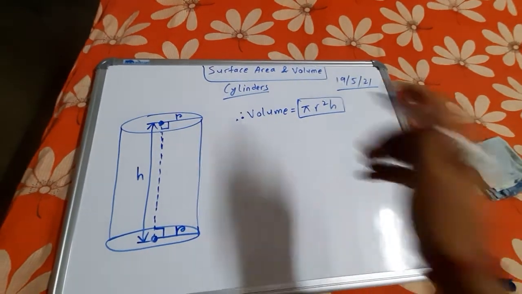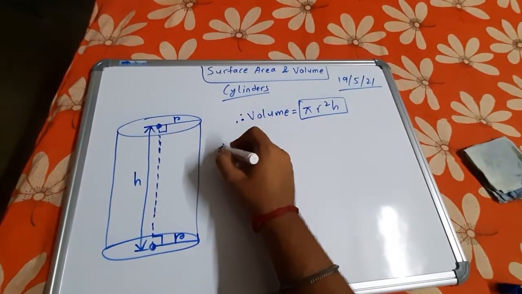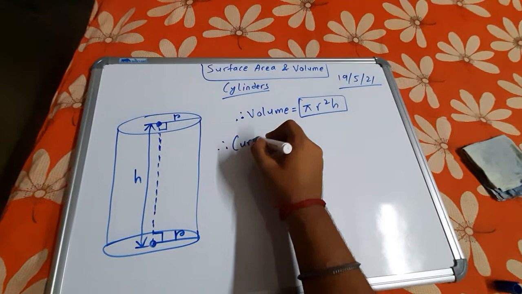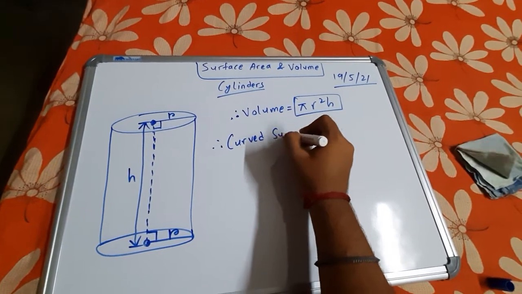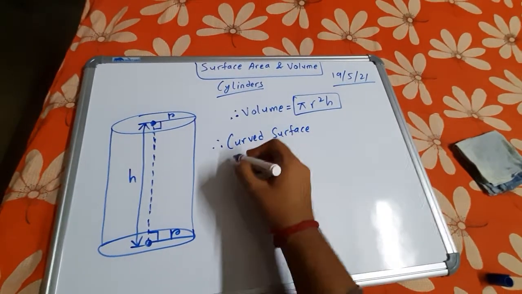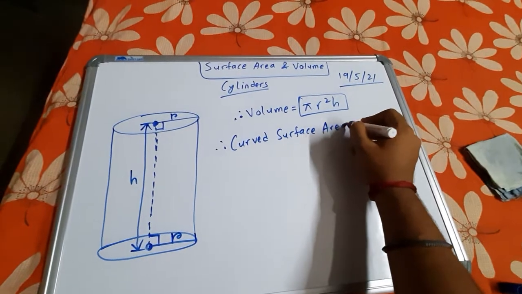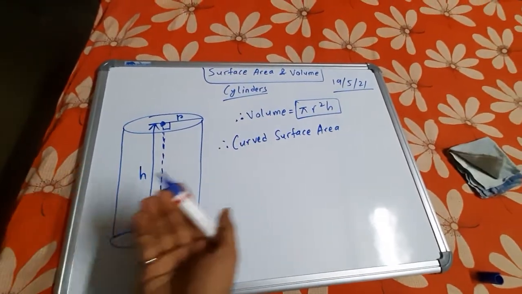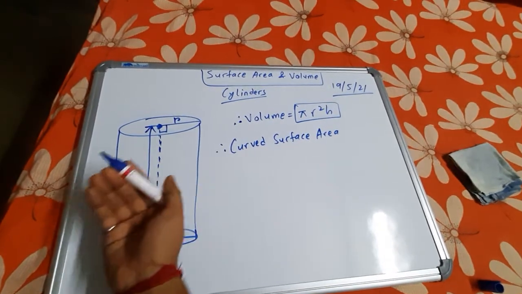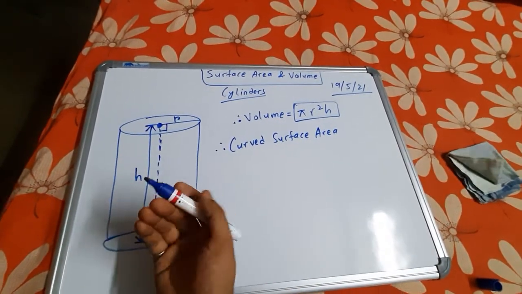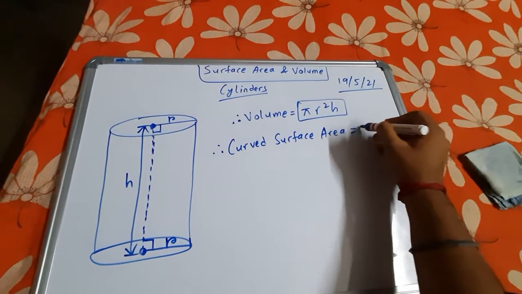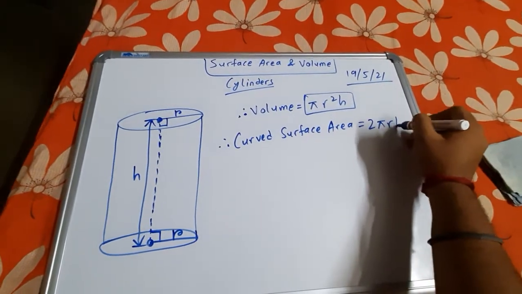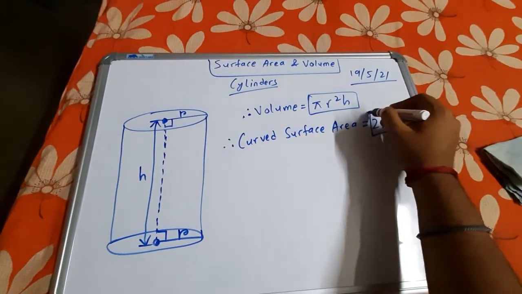Next comes the curved surface area. The curved surface area means the area that is represented by the curved surface. The curved surface area is 2 pi r h, that is, 2 pi r into h.